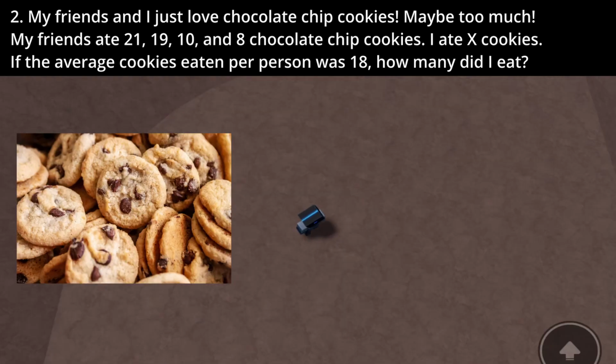Let's try a harder problem. This one says, my friends and I just love chocolate chip cookies, maybe too much. My friends ate 21, 19, 10, and 8 chocolate chip cookies. I ate X cookies. If the average number of cookies eaten per person was 18, how many did I eat? So to do this problem, let's set up the formula for the average again. Remember, it's just the numbers summed up divided by how many numbers there are.